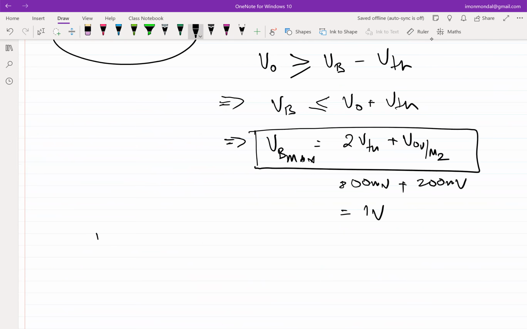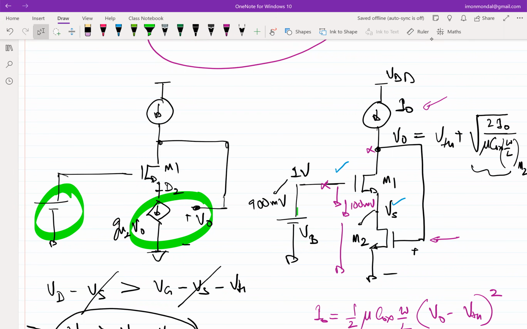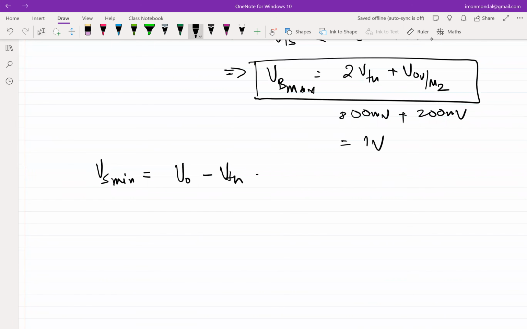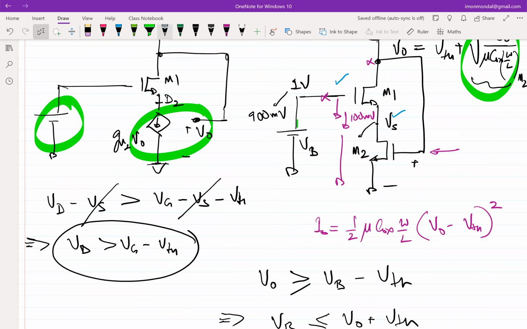So VS min will be equal to V0 minus the threshold voltage, right? What is V0 minus the threshold voltage? This is essentially the overdrive of M2, right? So this is this part. This is the overdrive of M2. Okay, so I know what VS min is. I have established the minimum VS.